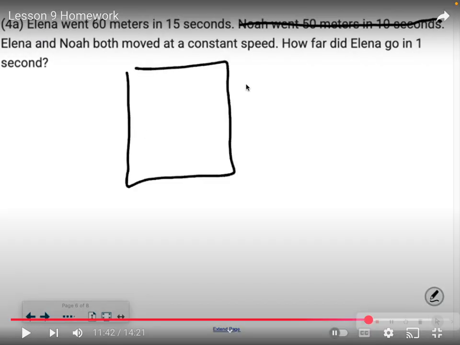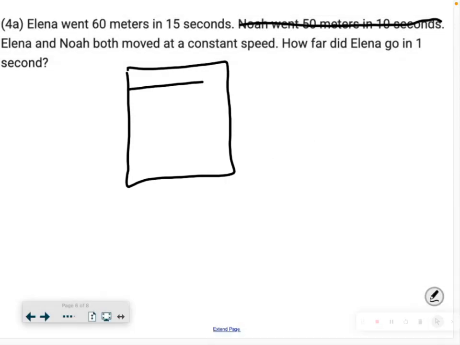So the reason I crossed that part out is because this question, we know how far Elena went in 15 seconds, and then the question is just how far did Elena go in 1 second. So for this question, the information about Noah is not relevant. So that's why I crossed that out, because I can just ignore that for this problem. So I'm going to make a ratio table here comparing meters and seconds.